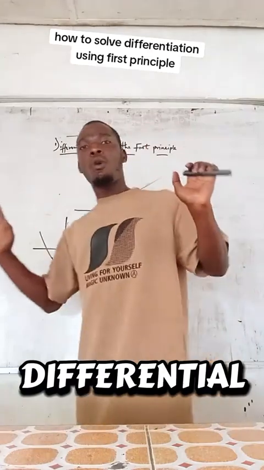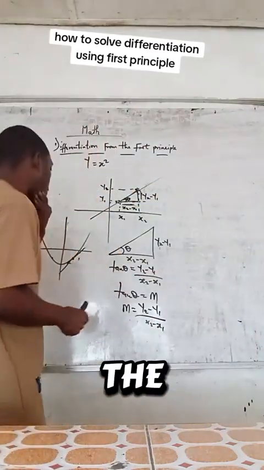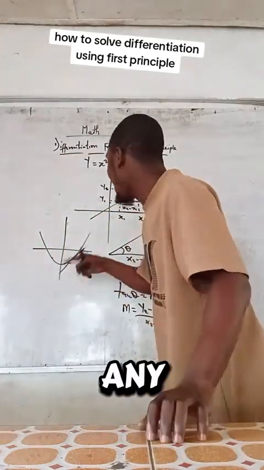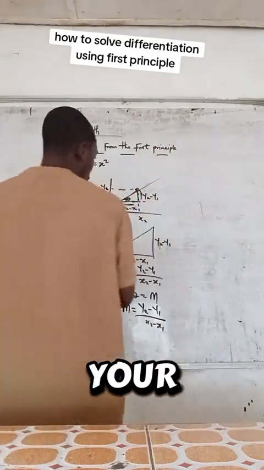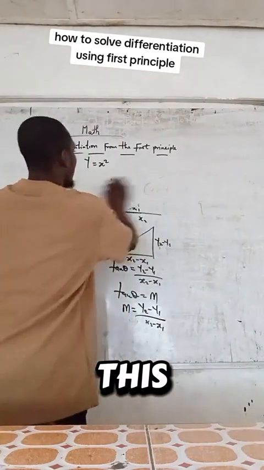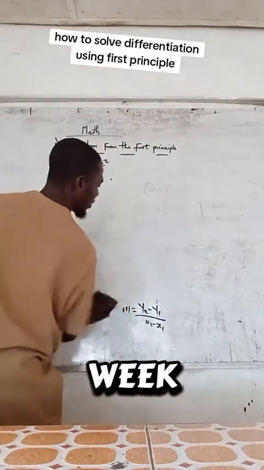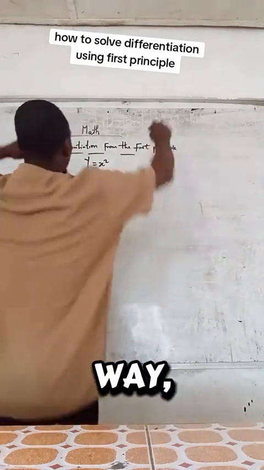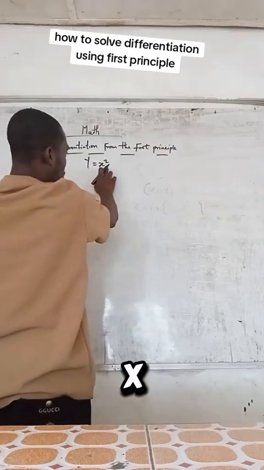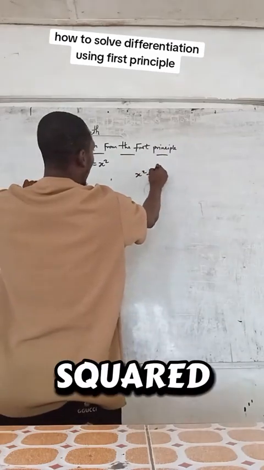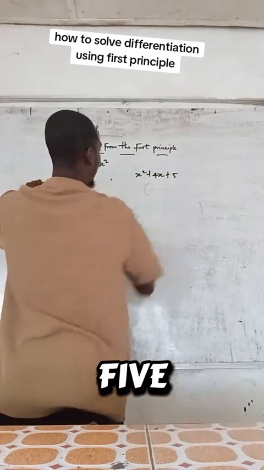Using differential calculus to find the slope of a curve. At any point, in your question, it will be given to you in this way. Y equals x squared. It can be a function, a quadratic function, can be 2x squared plus 4x plus 5.